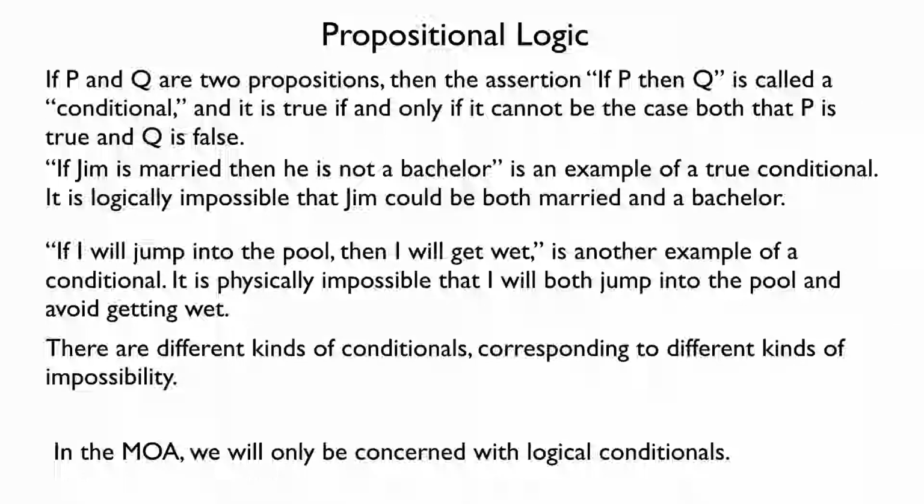If P and Q are two propositions, then the assertion "if P then Q" is called a conditional, and it is true if and only if it cannot be the case both that P is true and Q is false. So for example, "if Jim is married, then he is not a bachelor" is an example of a true conditional, because it is logically impossible that Jim could be both married and a bachelor. "If I jump into the pool, then I will get wet" is another example of a true conditional, because it is physically impossible that I will both jump into the pool and avoid getting wet.